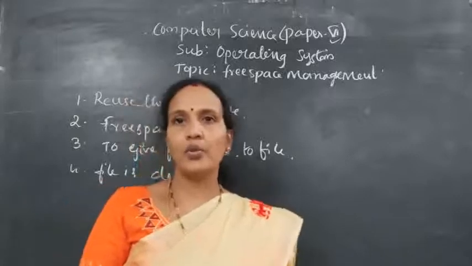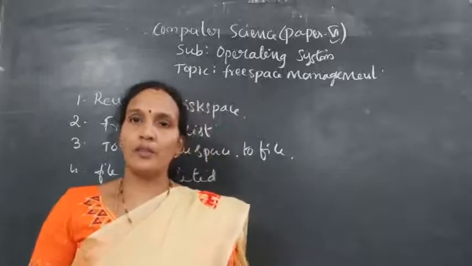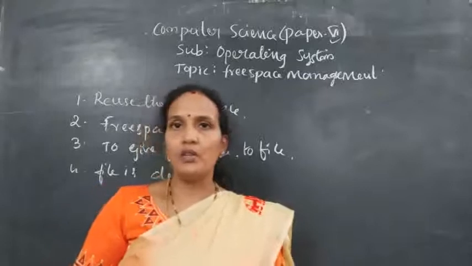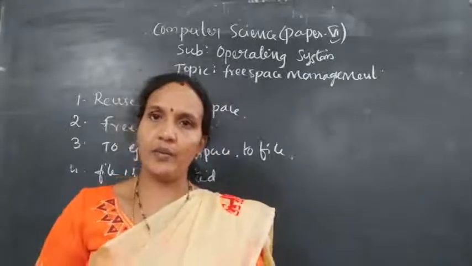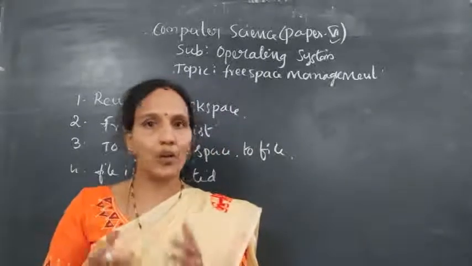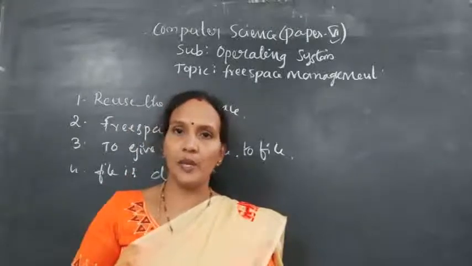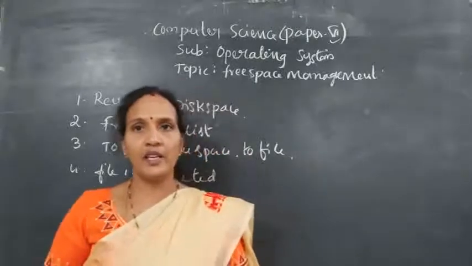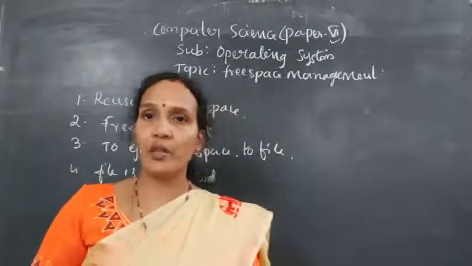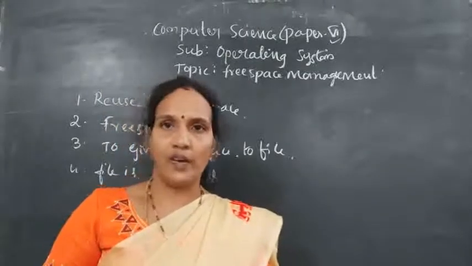Today I am going to explain free space management. The total memory is divided into blocks, as I have already explained. When a file is deleted from memory, that block becomes free. Who will maintain the information about the free space? The operating system will maintain it, meaning which block is free and which block is allocated to a process. That complete information is maintained by the operating system.